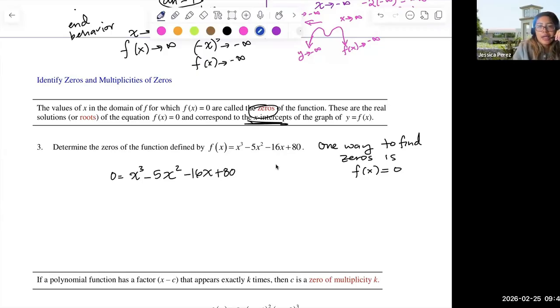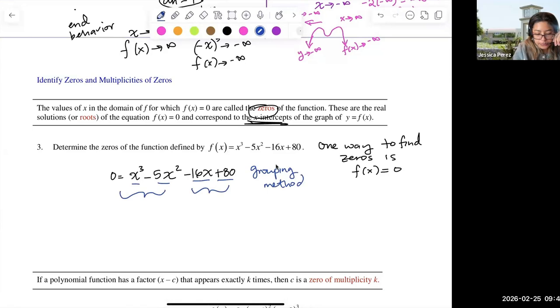Now, once we have this, we have one term, two terms, three terms, four terms, we can factor by grouping. So we use the grouping method to factor. So what can we factor from the first term? We have an x squared to factor. That leaves us with an x minus 5. The second term has a negative 16 because 16 and 80 have 16 in common. And that gives you x minus 5.